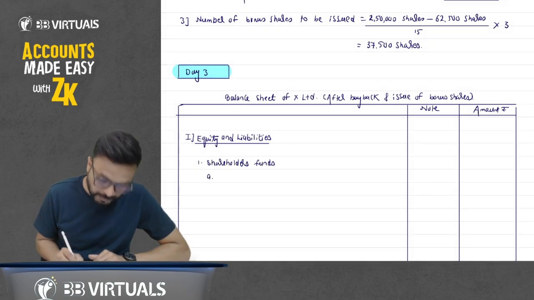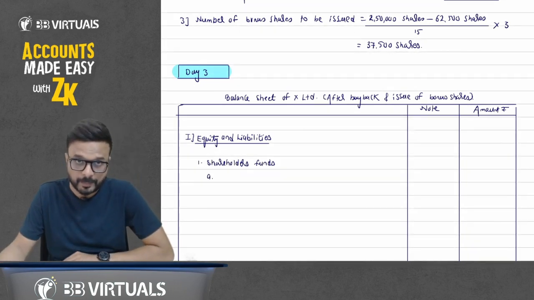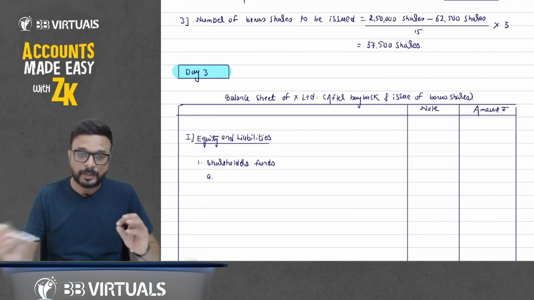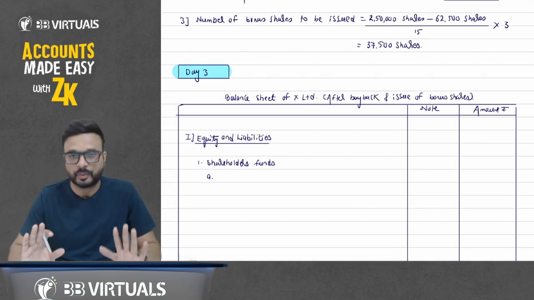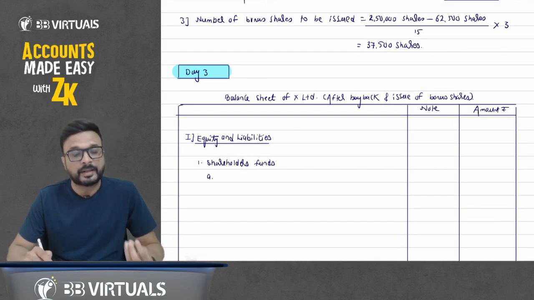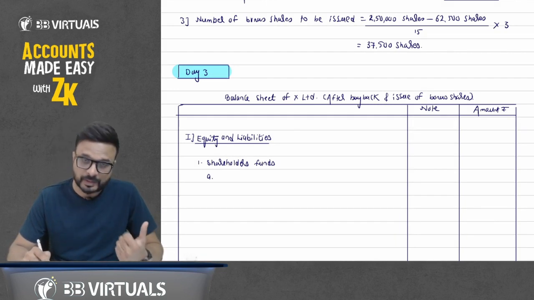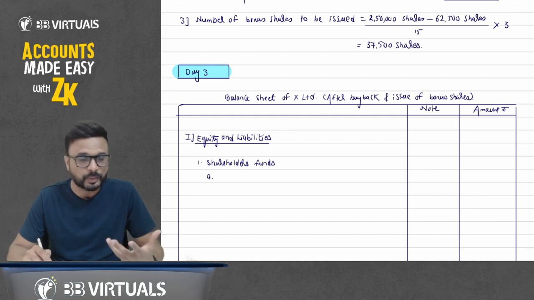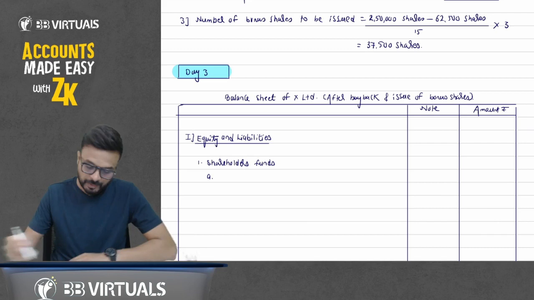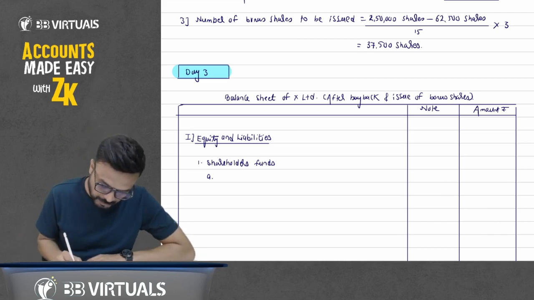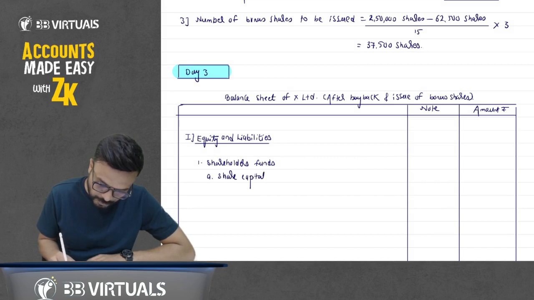Here all these are the case of companies, okay? So we have to prepare the balance sheet as per Schedule 3 only. But the detailed discussion about the profit and loss account and all the items of Schedule 3 is part of the next chapter, that is financial statements of a company. So first, shareholders fund. Here you will write first share capital. Point number B, reserve and surplus.